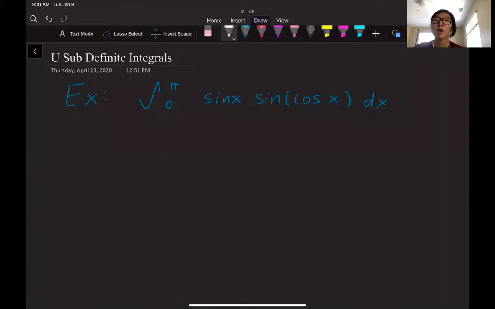So today I'm going to be talking about U sub, but we're going to be doing definite integrals this time. With a definite integral, there's just one extra step, right? And so there's two ways that you can do a U sub with a definite integral.